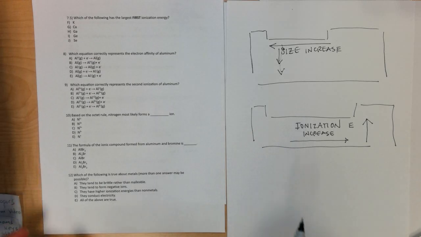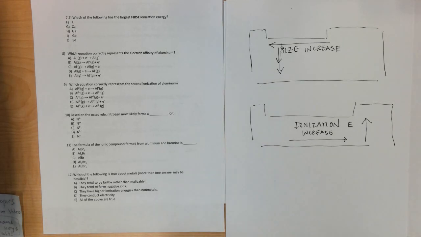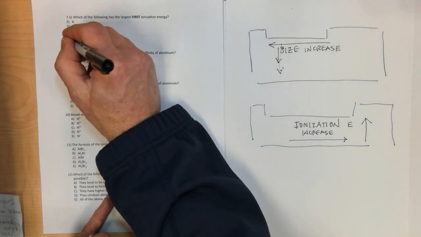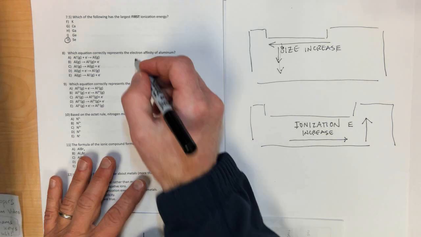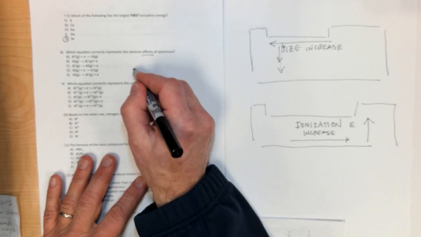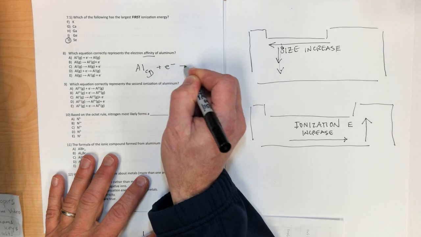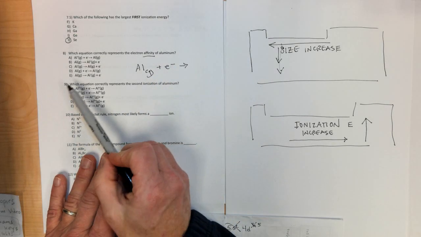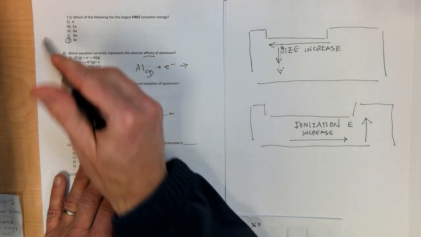Number 7.5, which of the following has the largest first ionization energy? So ionization energy increases to the right and up, and the one that's furthest right and up on this list is selenium. Which equation represents the electron affinity? So affinity means that it has to be a gaseous atom, and then it's adding an electron to itself. So find the gaseous atom, and then find the one where the electron is being added, and so that's D right here.